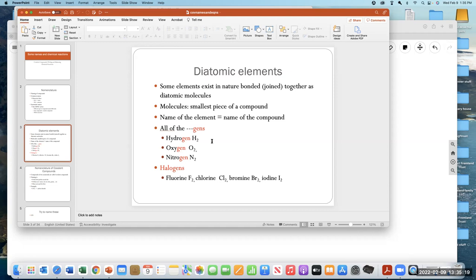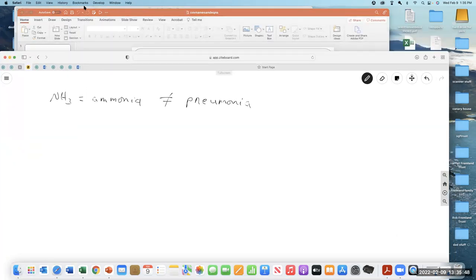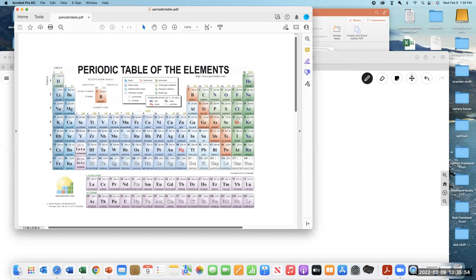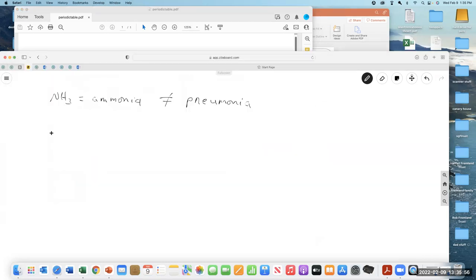There's a handful of elements that, Douglas asked this question before. A lot of elements exist in nature just by themselves. There's a small number of them that don't really exist uncombined, for various reasons. The way I memorize it, it's all of the gens. So hydrogen, oxygen, nitrogen. And column 17 on the periodic table. Some of the columns have names. I won't test you on the names of the columns, but eventually they're kind of nice to know. Column 17 is called the halogens.